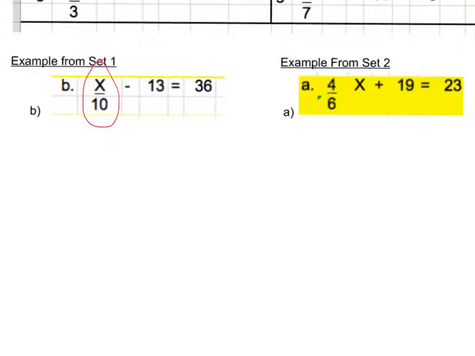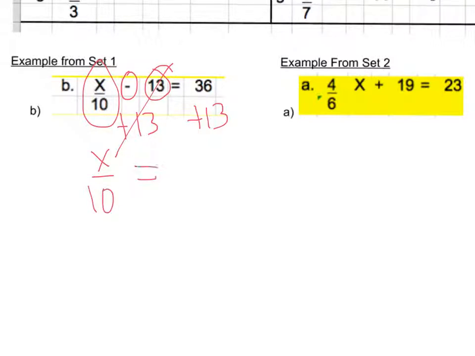We apply what are called inverse operations. So if you look at this, I'm taking away 13. What's the opposite of that? Well, I need to add 13 to both sides, right? And I do that, so I end up with that being gone. Negative 13 plus 13 is 0. So I have x over 10 equals 36 plus 13 is 49.